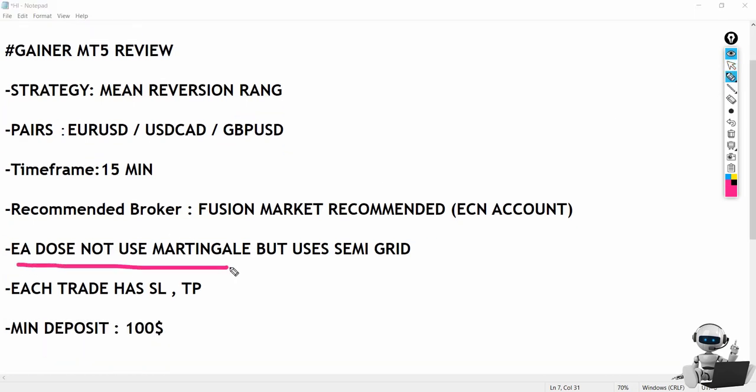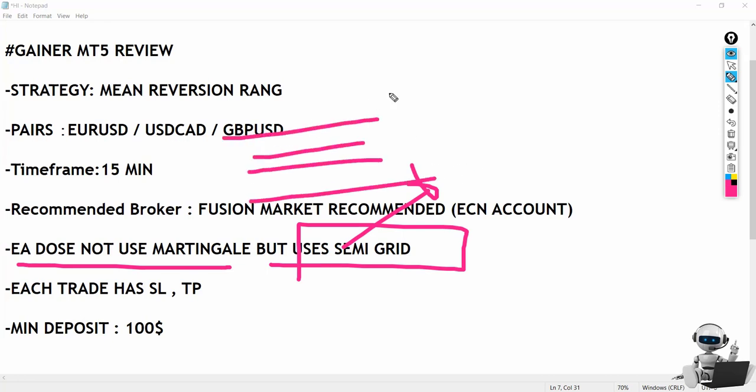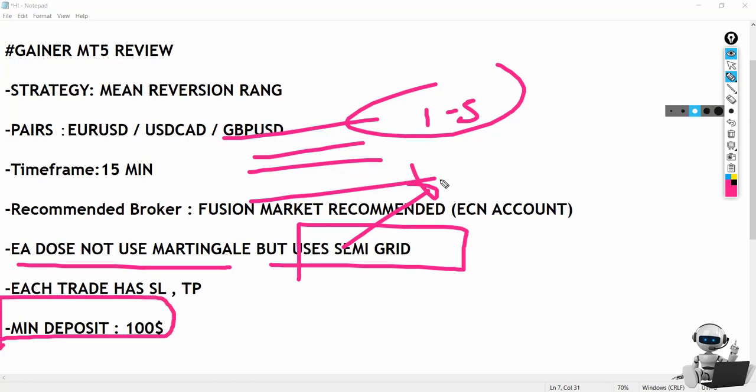However, it does not use martingale, but it uses semi-grid. So this might be a bit of a problem because it will open several, maybe 1 to 3 trades at different price levels. So it's kind of like a grid, but not a grid of 10 or 20. It is a smaller number of grid trades, but still it uses this technique. The minimum deposit is 100 USD. It is good for smaller accounts as well.